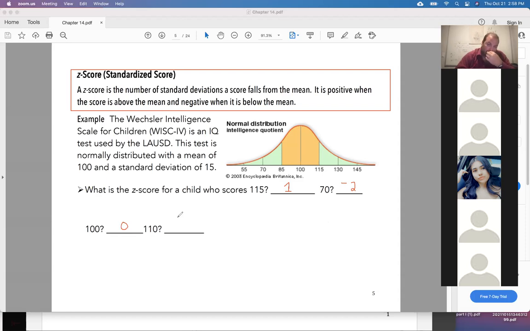And if you scored a 110, how many deviations are you above the mean? Well, you're more than 0, but you're less than 1. So it doesn't have to be a whole number. So like 0.5. And it's more than 0.5. 110 is right between 105 and 115. It is more than 0.5. Less than 0.7. And more than 0.6.